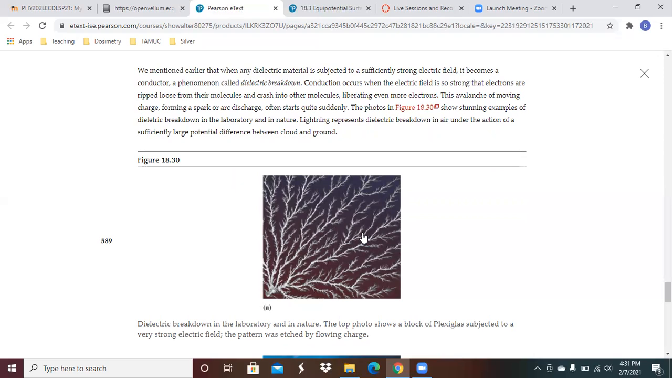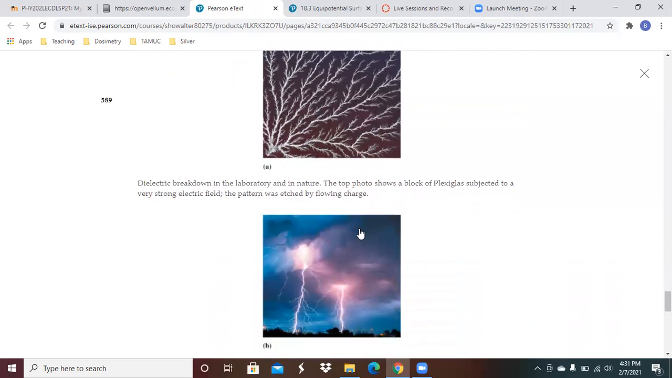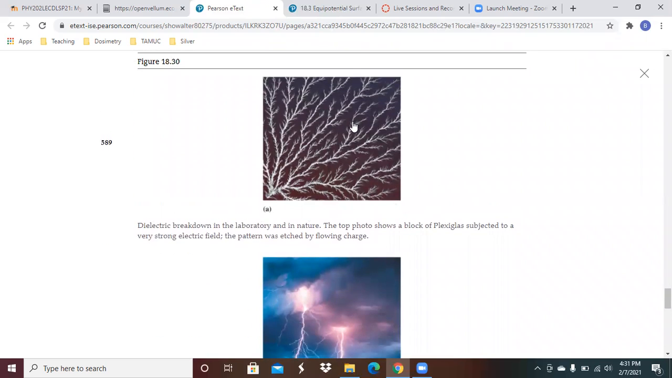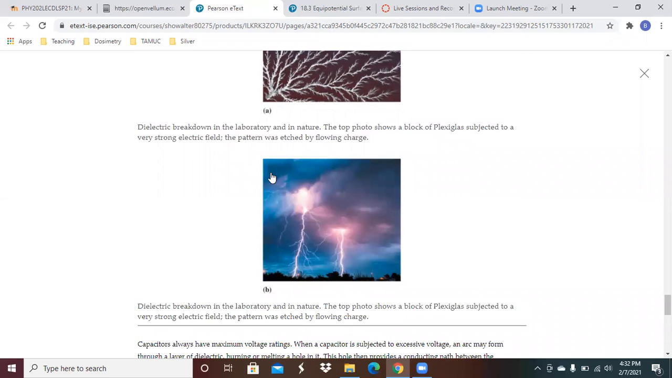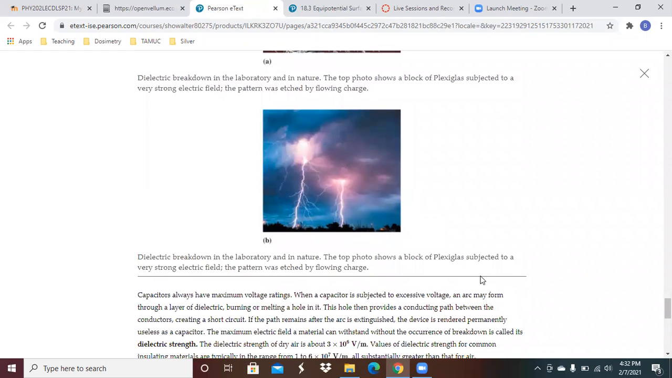If we take a look at a couple of these, one's in the laboratory and the other's in nature. If you see something like this, it's a block of plexiglass that's subjected to a very strong electric field. And then you can see as the electrons go through, they break loose, breaking through others, and then eventually form sort of a chain as it goes through the entire material. Same thing holds true here for lightning. What you are seeing here is charge that eventually just ends up flowing from one spot to the other.